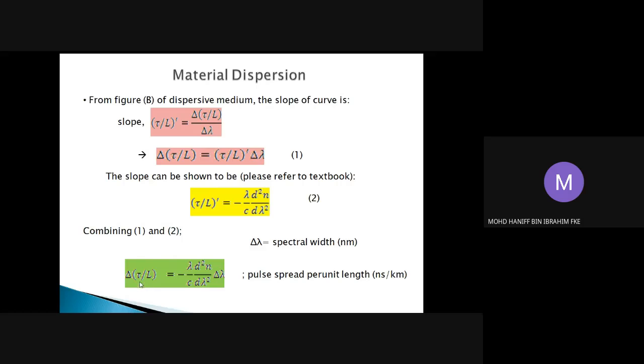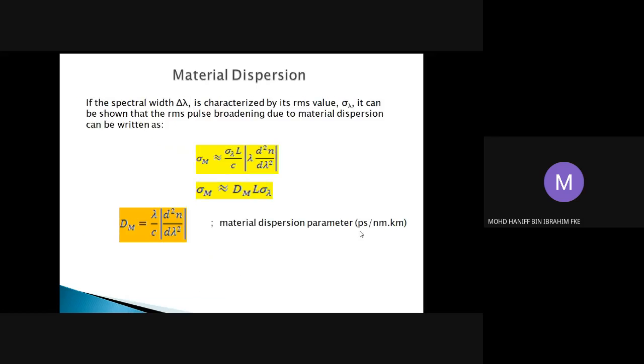We can see that if we take L to the right hand side, we're going to get delta tau equals Dm, the material dispersion parameter, multiplied with delta lambda multiplied with L. So basically, this equation and these equations are the same.